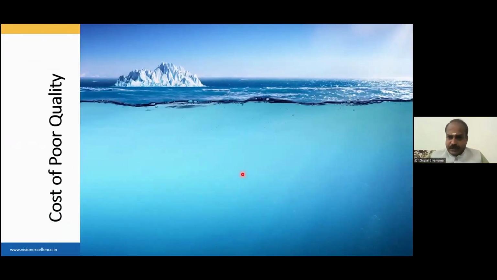Now let us understand a little more deeply about the cost of poor quality, right? If I ask you, looking at my slide, whether the iceberg in the slide is visible, I'm sure all of you will say, yes, visible, right? And similarly, when I ask you, are there any failures in your company? Yes, all of you will agree. Yes, there is a failure and the failure rate is 5%.